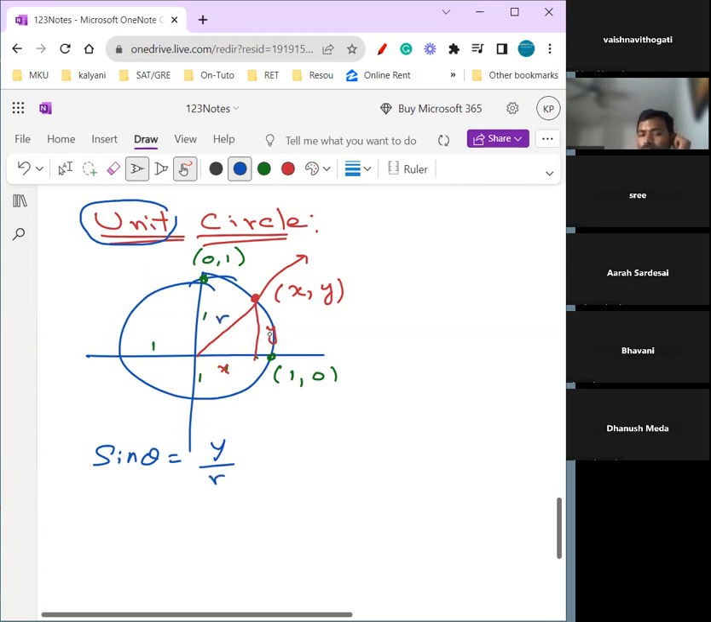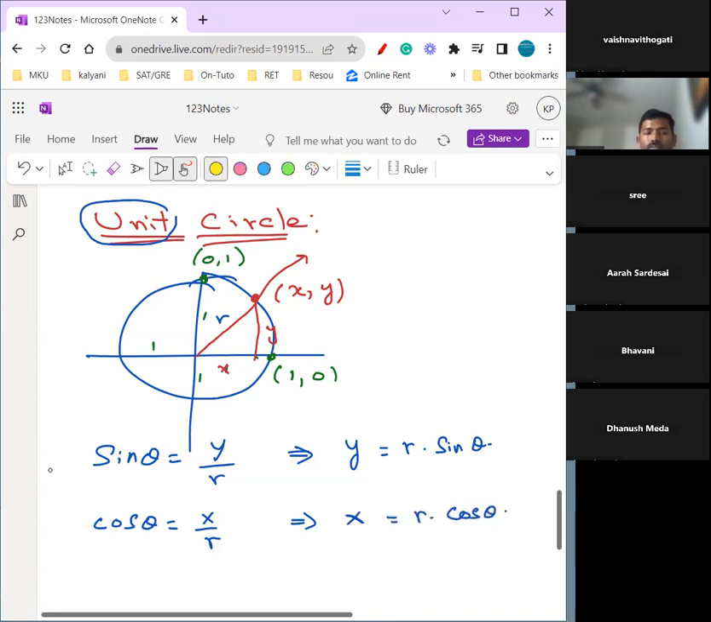Sine is what? Opposite over hypotenuse. The opposite is y, and the hypotenuse is r, so sine is y over r. Sometimes you might need to find y. You can use the formula r sine theta. Same thing, cos theta is x over r. If I want to find the x value, I use r cos theta. These two formulas are very important. Please write them, highlight them, make them something nice and neat. It's always good to go.